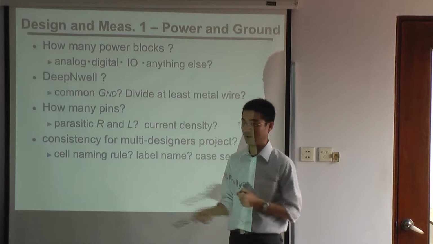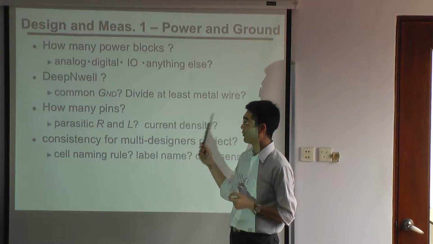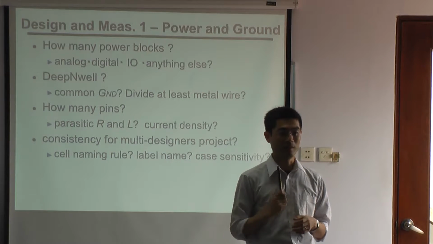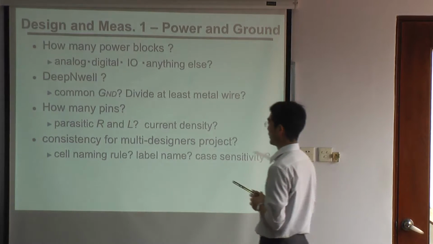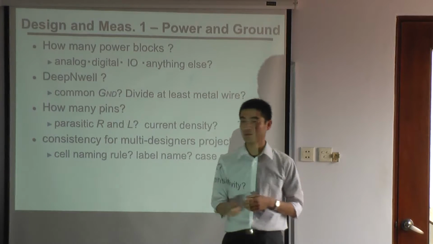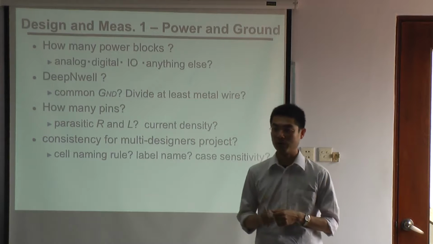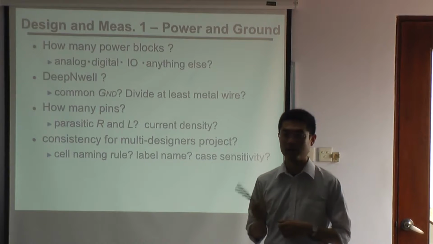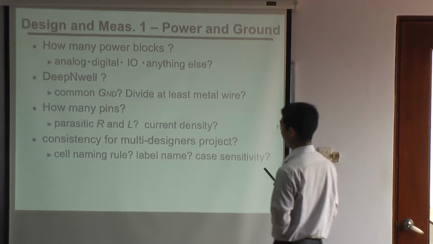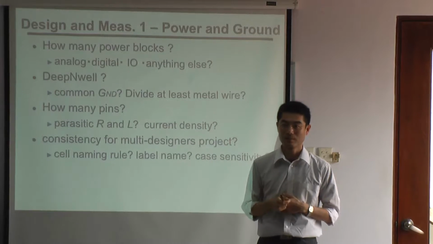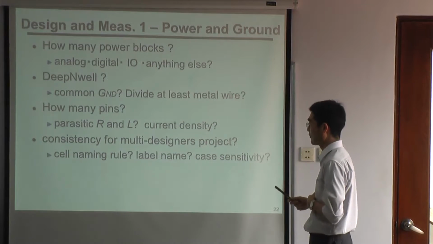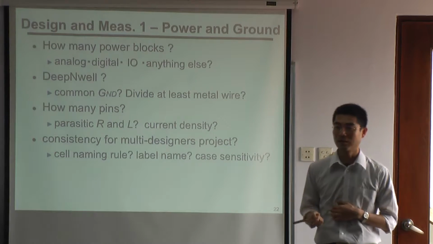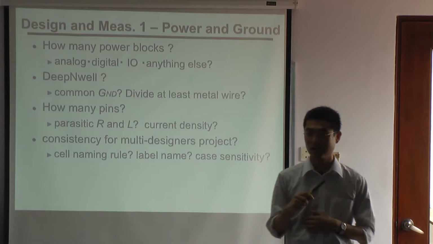And how many pins you have. And the wire comes with R, for the power supply the wire comes with resistance. So we want to use as many pins as possible for power. And for Intel processors, half of the chip's pins are assigned for power. And how much current density we have. And consistency for multi-designer projects. So again, you have to decide what kind of naming rule you use yourself.